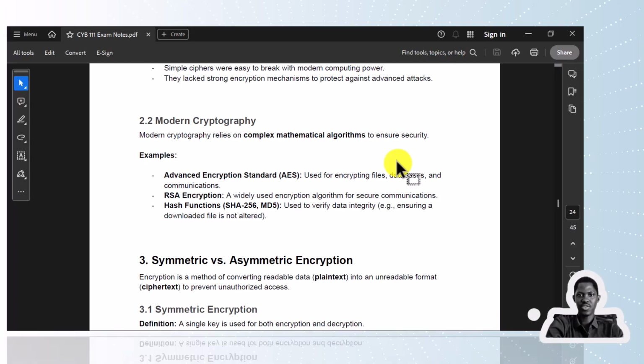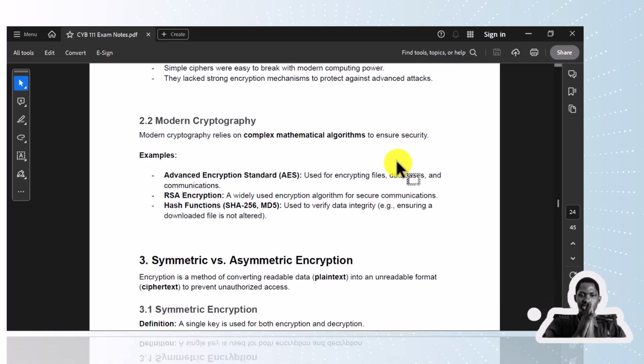Now, AES is used for encrypting files, databases, and communications, right? RSA is a widely used encryption algorithm for secure communications. Hash functions are used to verify data integrity, for example, ensuring a downloaded file is not altered, right?